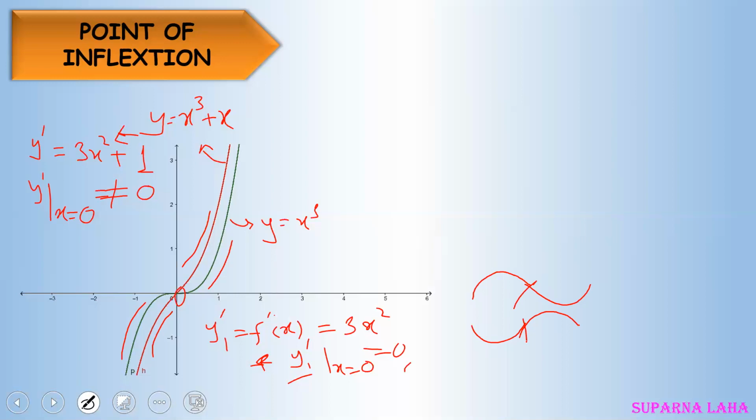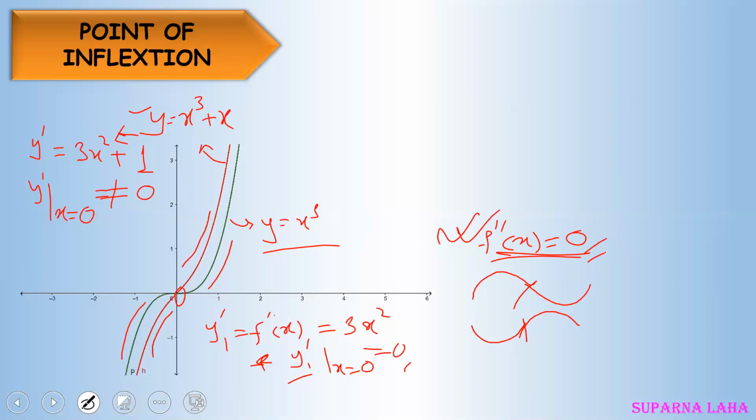Maybe the first derivative is 0 or non-zero, but the second derivative has to be 0 at that point. So this is the main criterion for finding whether the point is an inflection point or not. The second derivative should be 0 at that point. You can check for this function also, and for this function also. In both cases, the second derivative is 0.